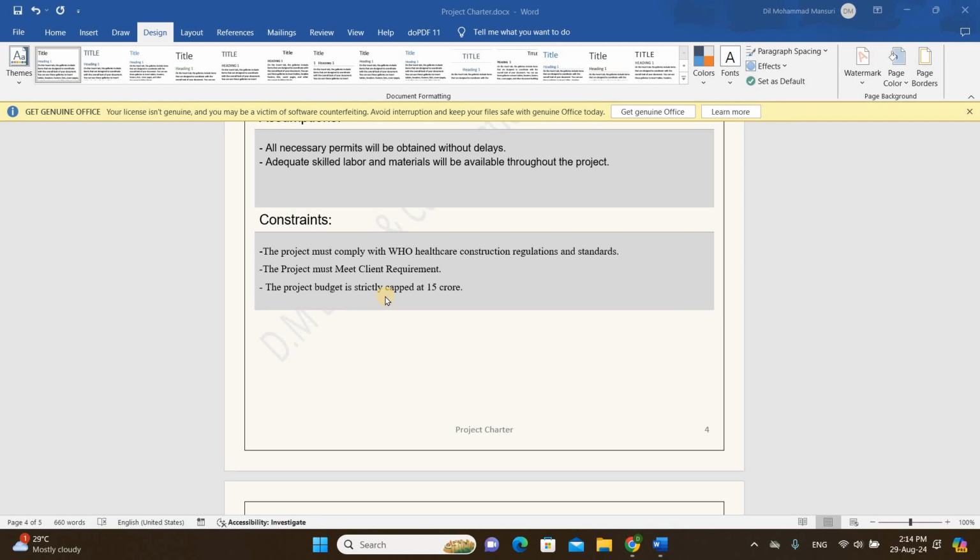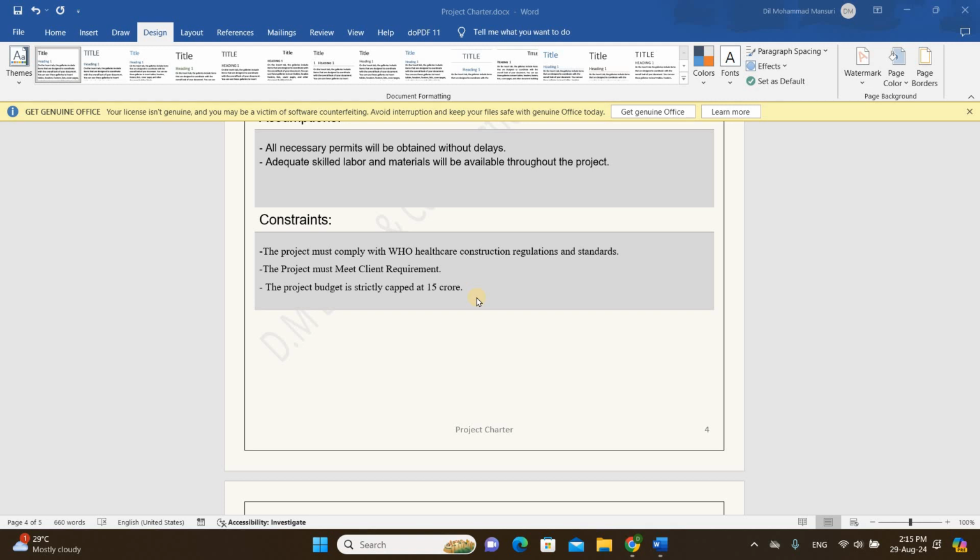The project must meet client requirements, because at last the project is going to be handed over to your client. So the client will have some requirements, and we cannot overlook the client requirements. So it must meet client requirements or consultant requirements. Project budget is strictly capped at 10 crores. So the project will have a budget. We have to complete the project within the budget.